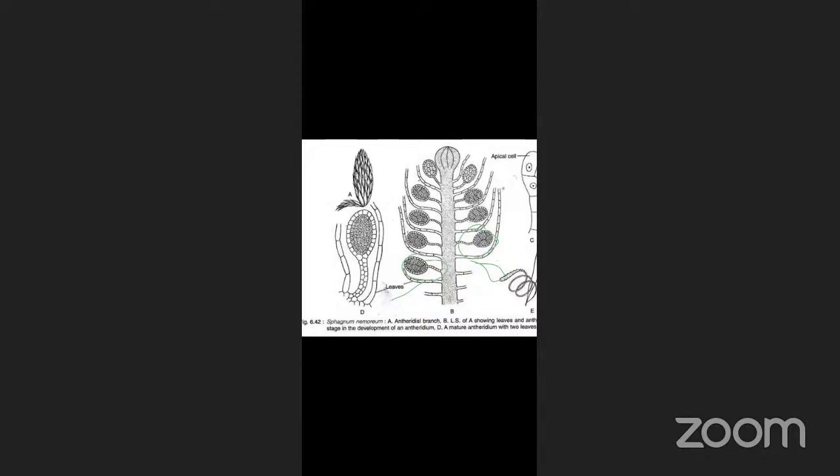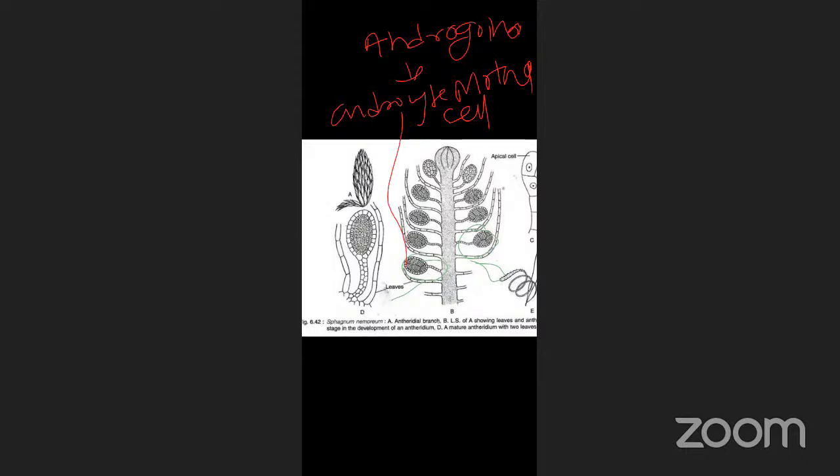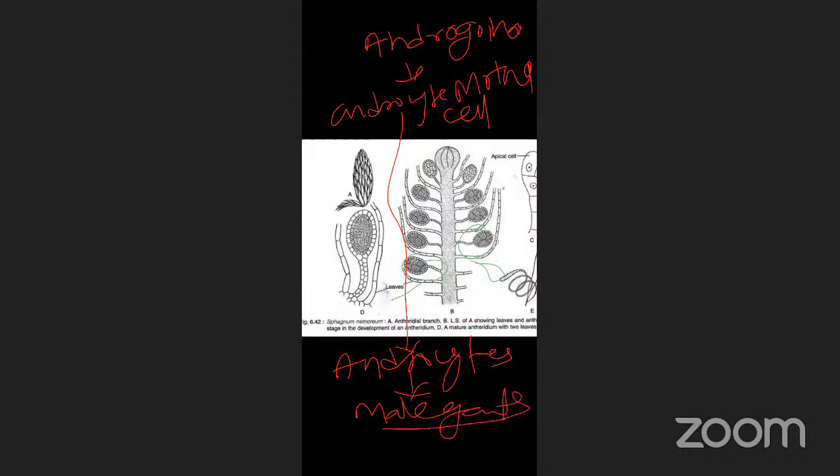Inside the body are androgonial cells, androcyte mother cells, and androcytes. These androcytes develop into male gametes.